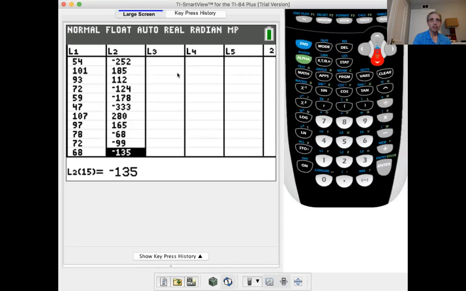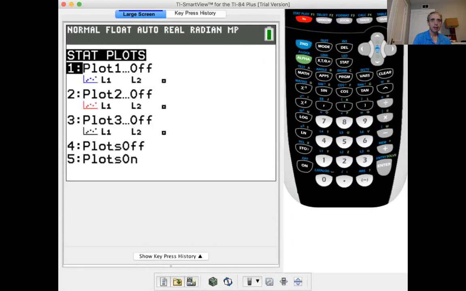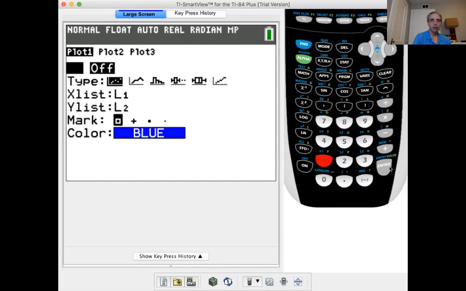So I need to go second stat plot. And plot 1 is what I want. So I'm going to choose 1, enter. I'm going to turn it on, so arrow it over so it's on. List 1 is the X list. List 2 is the Y list. That's good. So we should be solid.